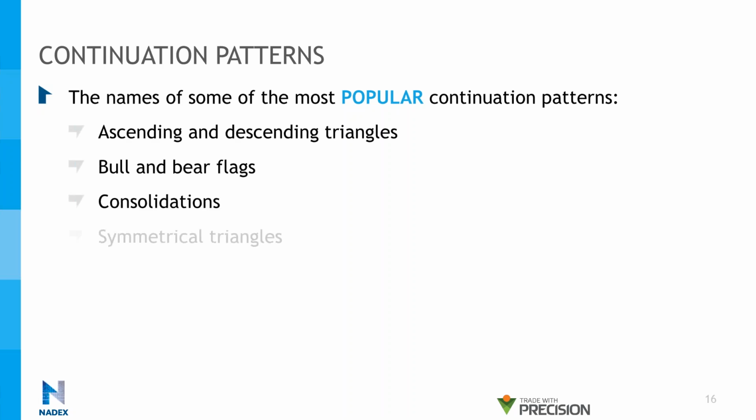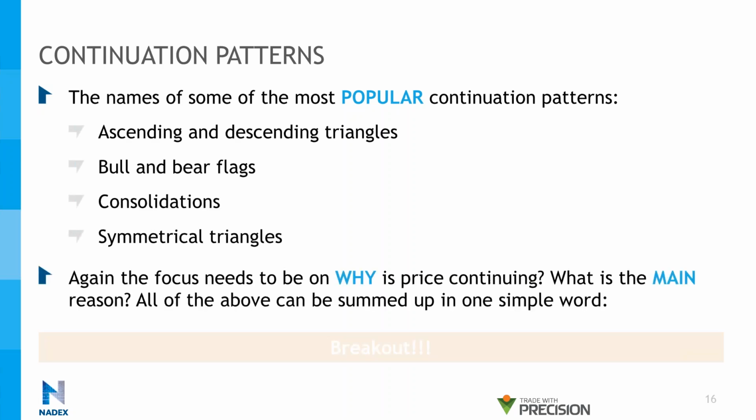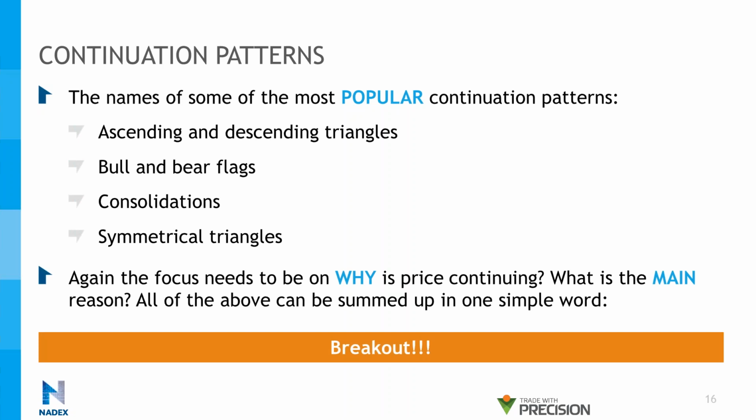Continuation patterns. These are price action signals that alert us to the potential that price is likely to continue in the current direction. Here are some of the names of the more popular continuation patterns: ascending and descending triangles, bull flags and bear flags, consolidations, symmetrical triangles. But once again, the focus here just needs to be on why price is continuing in the current direction. What's the main reason for that?